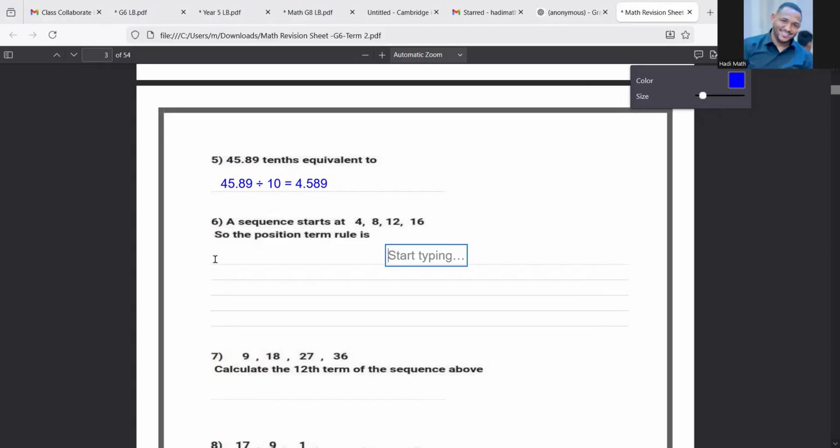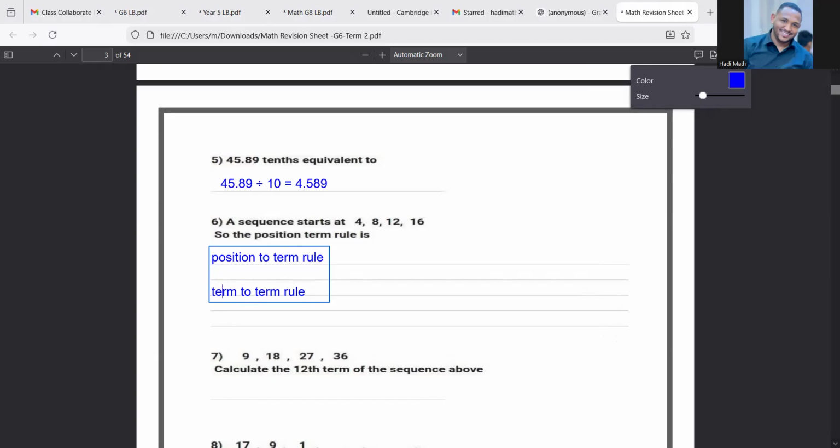Here we go. The next question says the sequence starts at 4, 8, 12, and 16. What is the position to term rule? Please don't mix up the position to term rule and the term to term rule. Don't mix between them.